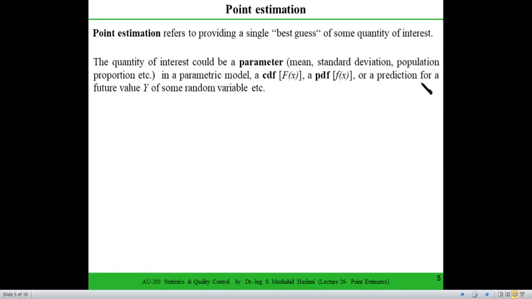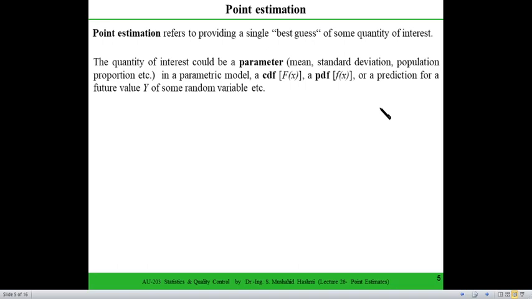Or it could be a prediction for some future response value based on some variables. For example, y equals 2x plus 1. So x is, let's say, your random variable, and the value of y depends on the value of x. So your quantity of interest could be the response y.